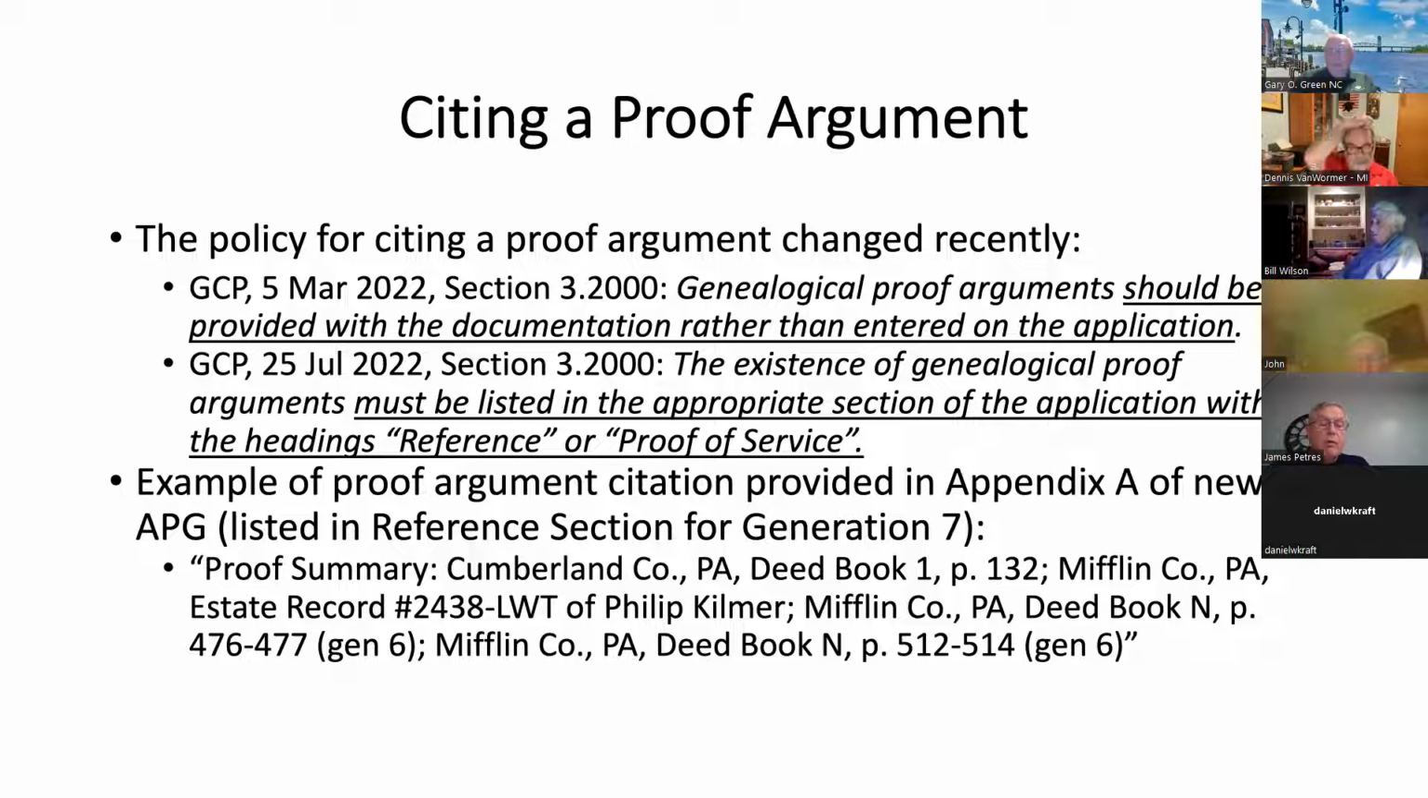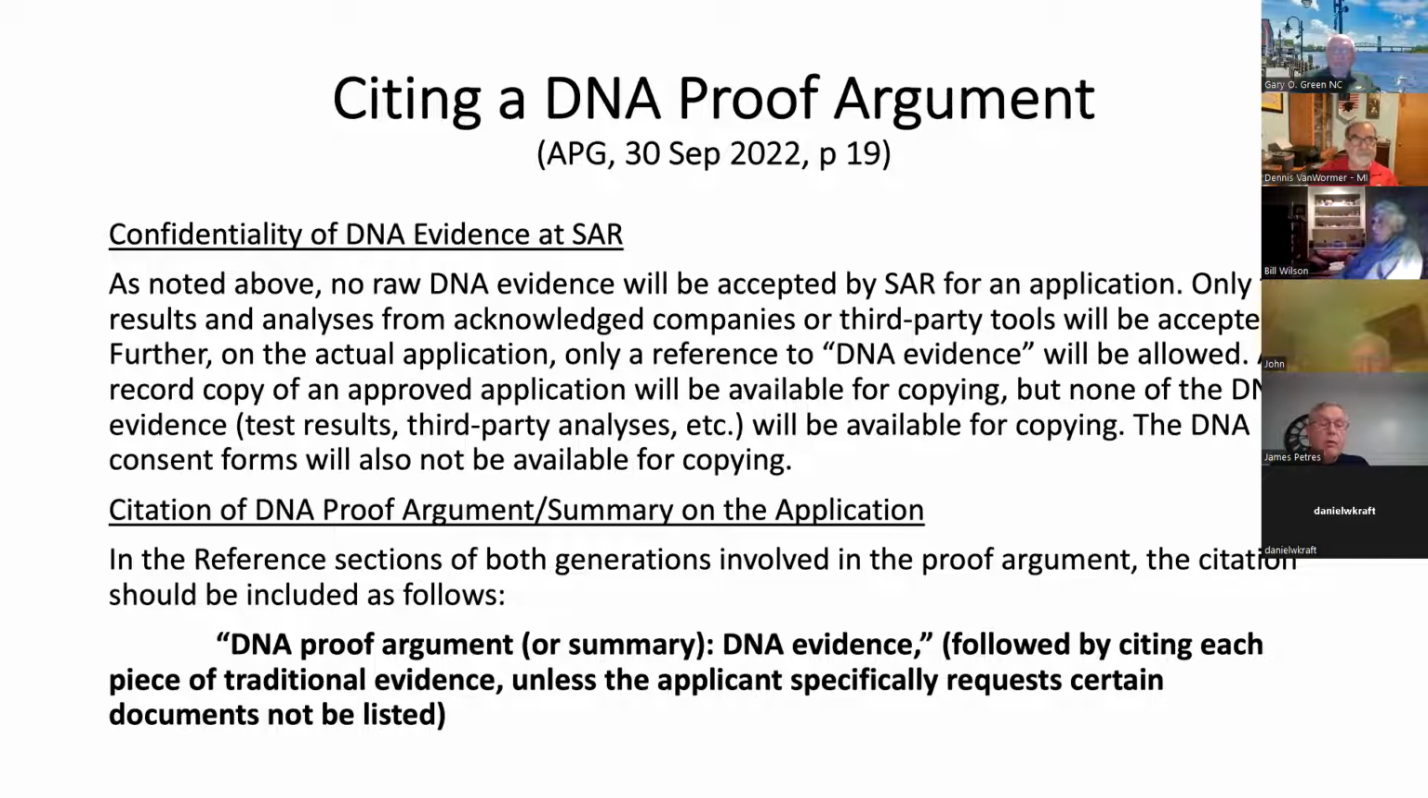I think we have a meeting in November. This is what you do to meet all the policy requirements. Likewise, citing a DNA proof argument is similar, but with some special requirements, because there are special privacy concerns with DNA proofs, and that took a lot of discussion to decide. You can read this, right out of the APG on page 19.